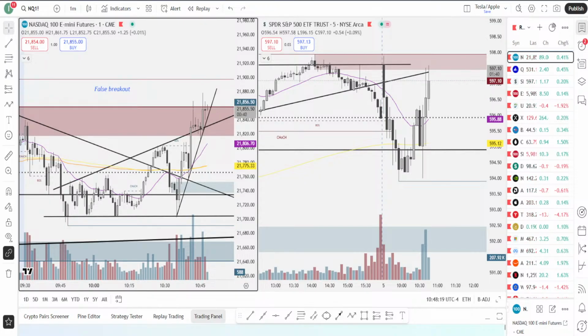Getting a little choppy up here. It might be a no trading zone, just because it's a little bit choppy here. Sellers are stepping in, buyers are stepping in, sellers are stepping in. It's going back and forth, of course in favor of the buyers right now, since we're on that uptrend.